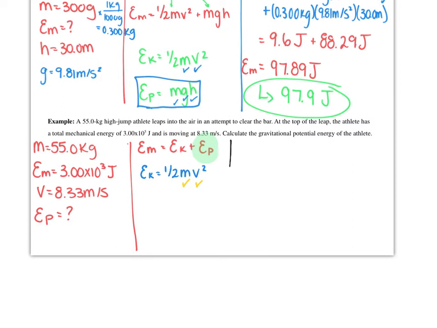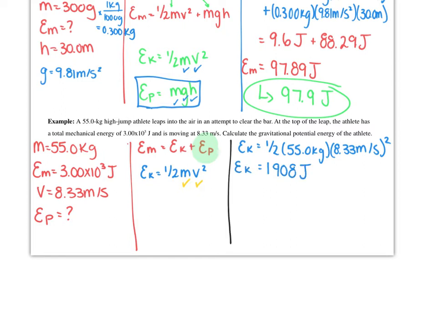So what I'll do is I'm going to solve for EK first. So EK is equal to 1/2 times 55 kilograms times the speed 8.33 meters per second, all squared. When I calculate that, again, don't forget to actually square this number. When I calculate that out, I got 1,908 joules for the kinetic energy.